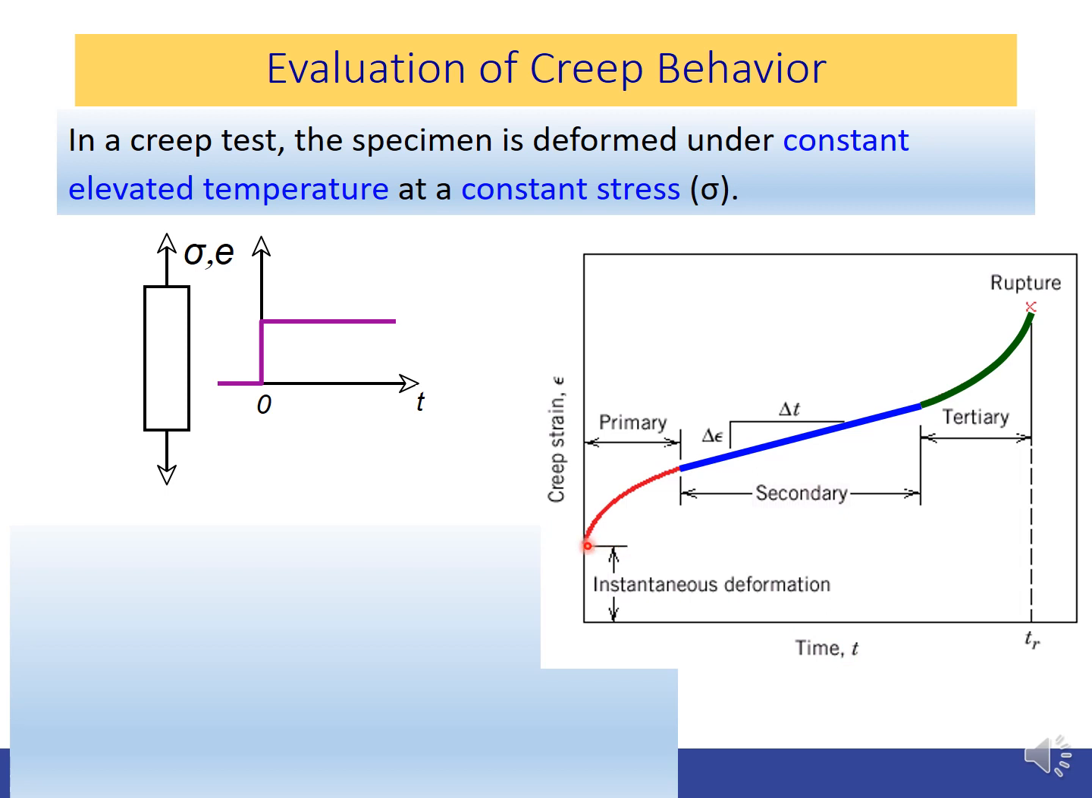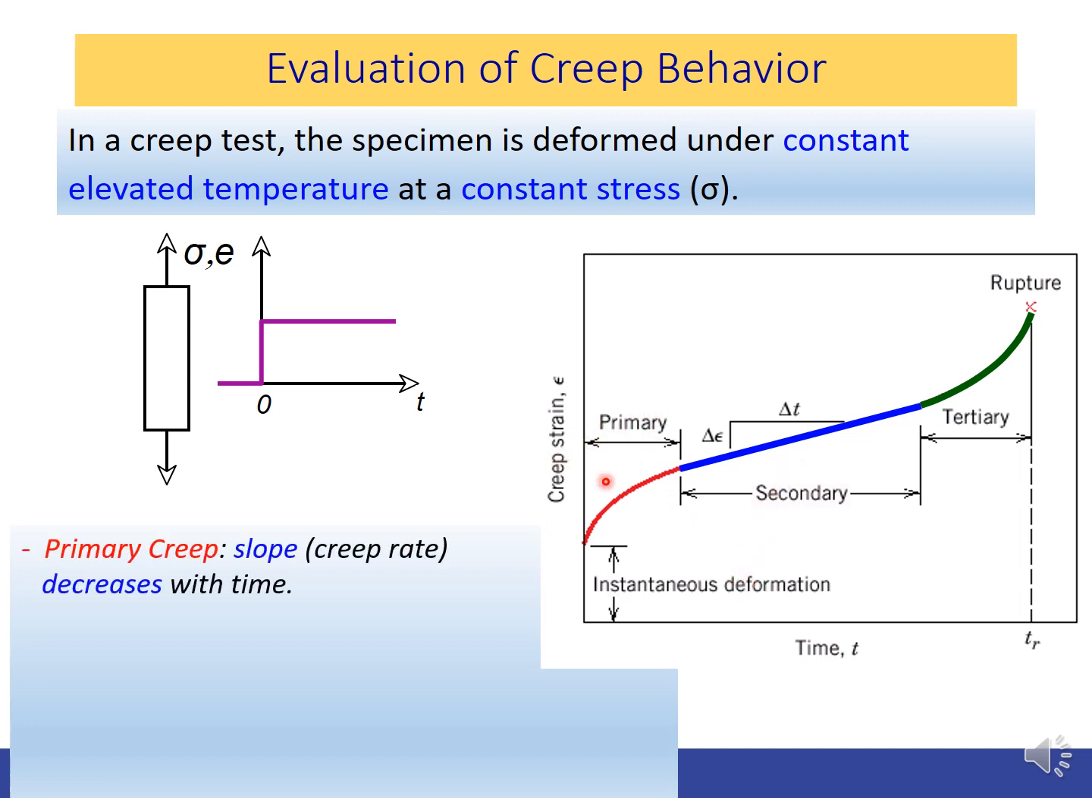Upon application of the load, there is an instantaneous deformation as indicated in this figure here. And this deformation is almost elastic deformation. The resulting creep curve consists of 3 stages. The first one is the primary stage, the second one is the secondary stage, and the last one is the tertiary stage. And each stage has its own distinctive strain-time behavior.